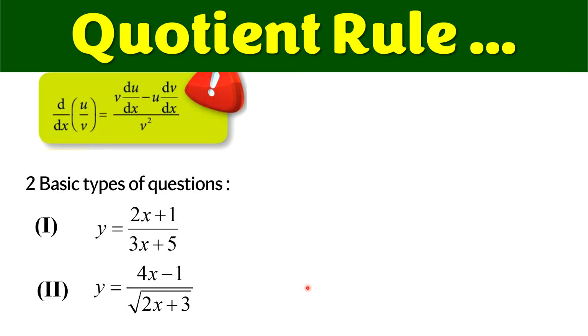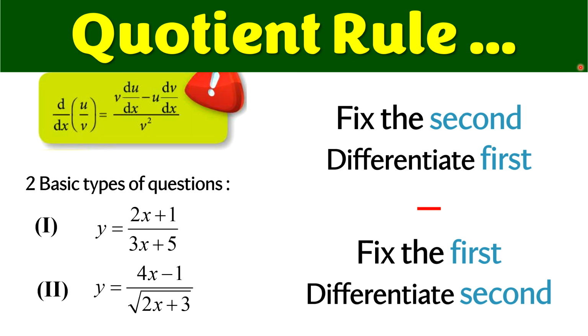Now, when we are differentiating fractions, or when there are both numerator and denominator, in such cases we will use quotient rule. Now, a simple way to remember is this. We need to fix the second, which is the function v, and then differentiate the first. Then next, I fix the first term and then I differentiate the second.